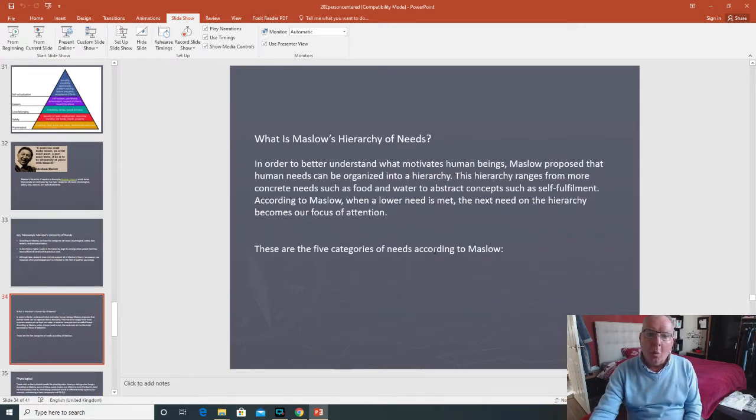What is Maslow's hierarchy of needs? In order to better understand what motivates human beings, Maslow proposed that human needs can be organized into a hierarchy. This hierarchy ranges from more concrete needs such as food and water to abstract concepts such as self-fulfillment. According to Maslow, when a lower need is met, the next need on the hierarchy becomes the focus of attention. These are the 5 categories of needs according to Maslow.